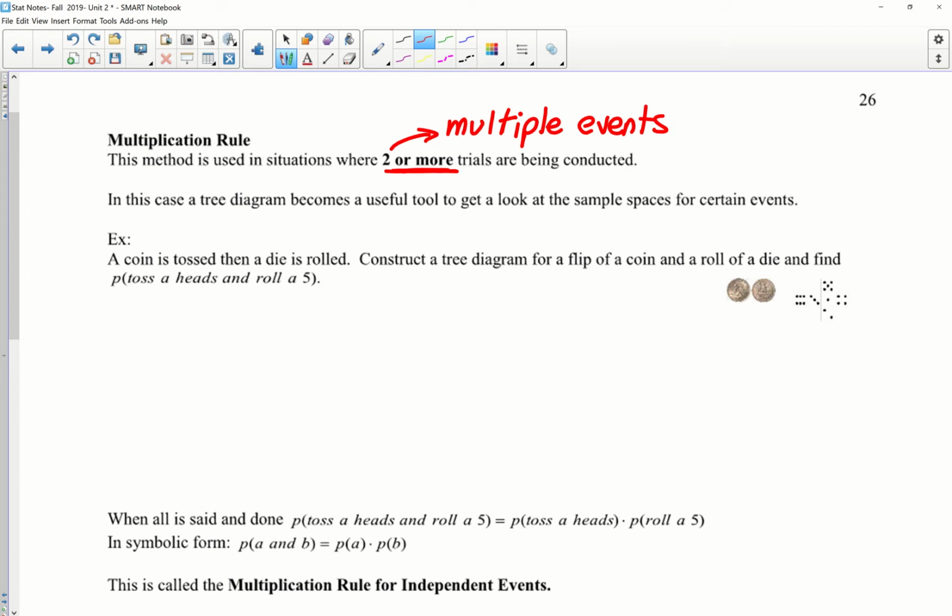More than one event, you're going to be multiplying in some capacity. Generally, it represents any situation in which you see the word and. So multiple events involving the word and. All right, but the key is that it has to be multiple events.